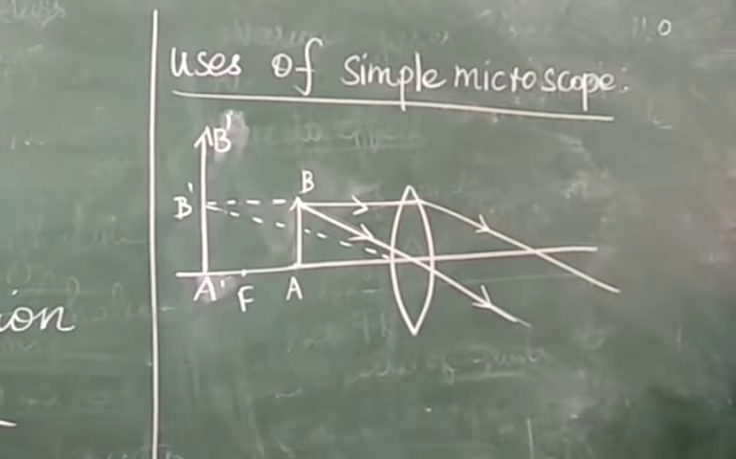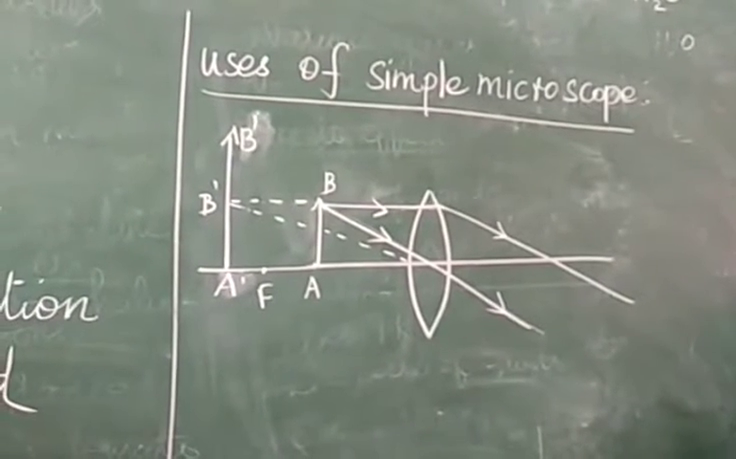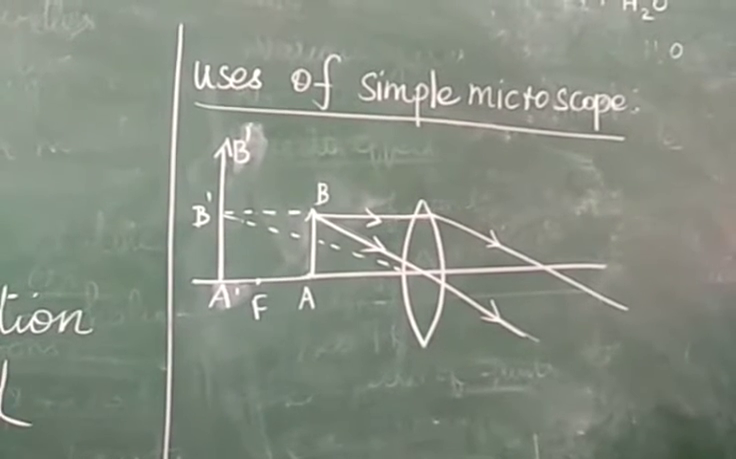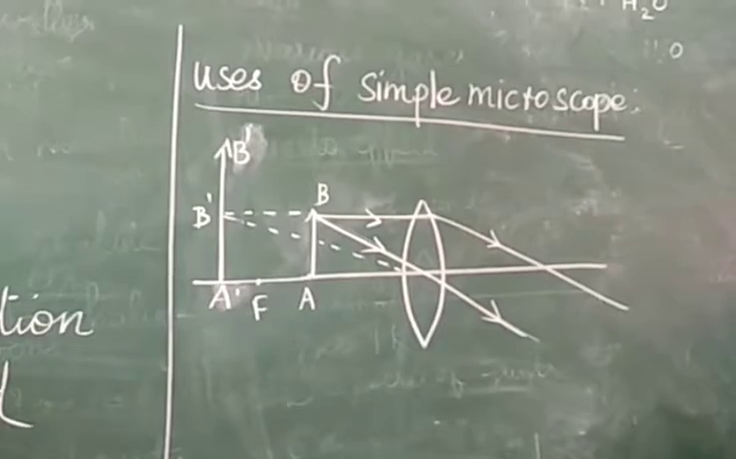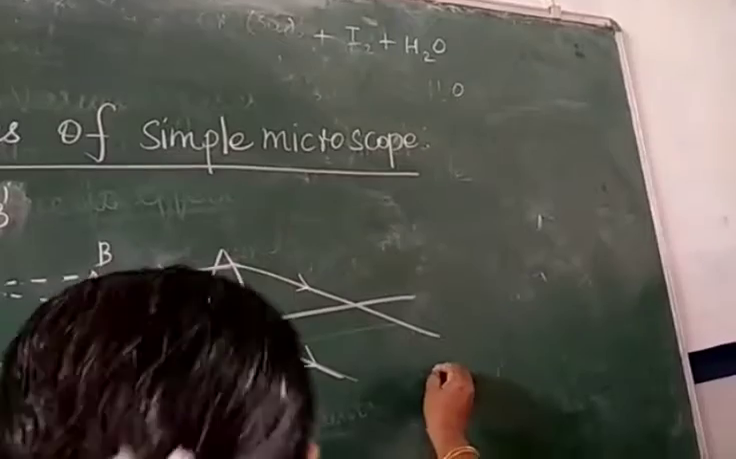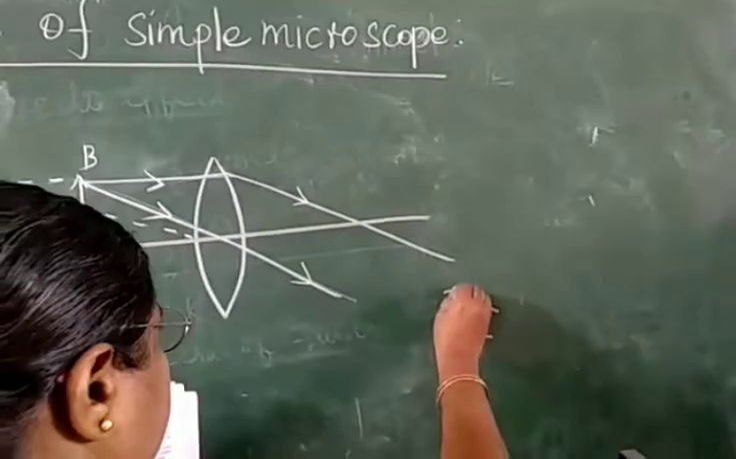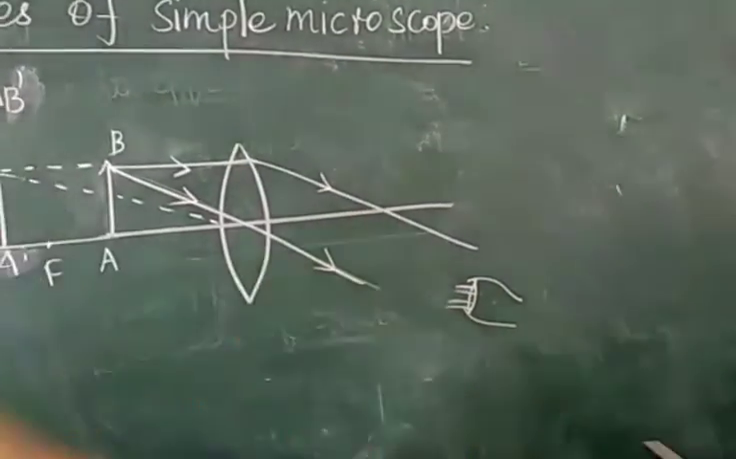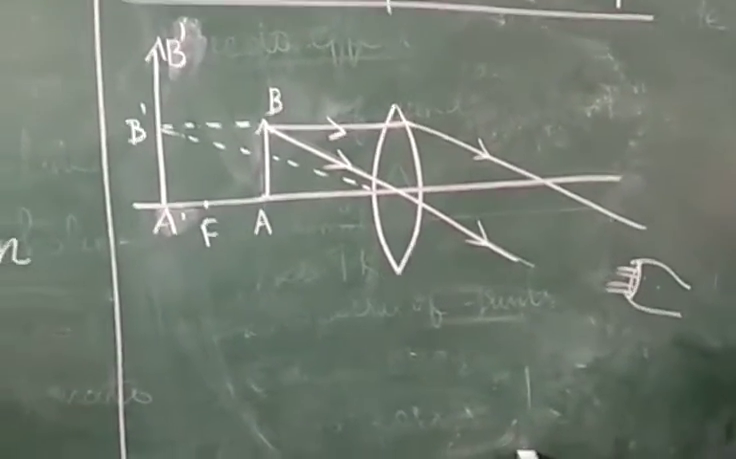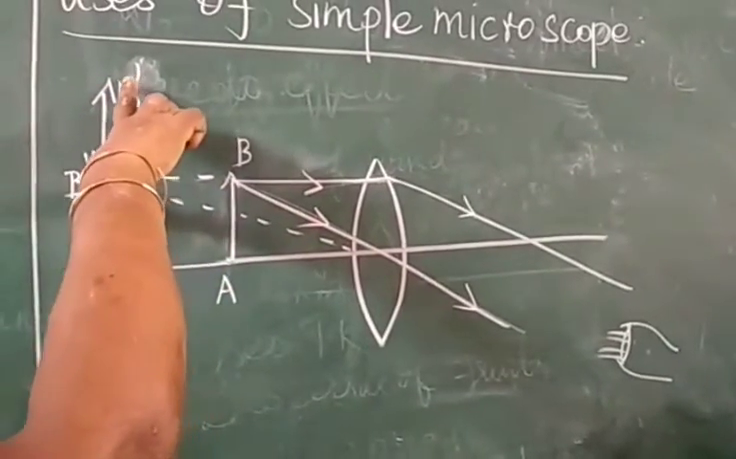So here AB is the object, A dash B dash is the image. AB is placed at a point within the principal focus of the convex lens, and the observer's eye is placed just behind the lens. In your book, they draw the eye diagram here. Here AB is the object, A dash B dash is the image.